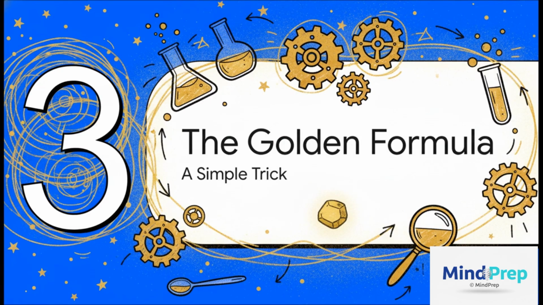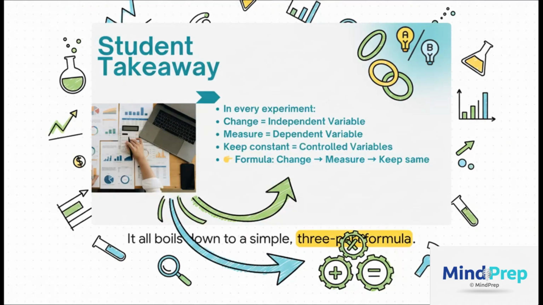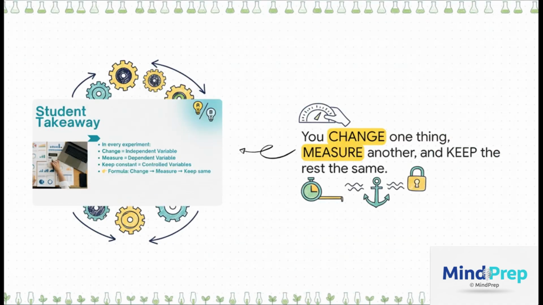Now, that might seem like a whole lot to keep track of, but what if I told you there's a simple, golden formula that makes it basically impossible to forget? Seriously. Everything we just went over, all those definitions, all those questions, it can all be squished down into one powerful little sentence. This is the ultimate cheat code for figuring out variables, every single time. You ready? Here it is. In any fair experiment, you change one thing. That's your independent variable. You measure another thing. That's your dependent variable. And you keep all the other stuff the same. Those are your controlled variables. Change, measure, keep. That's it. That's the entire game right there.